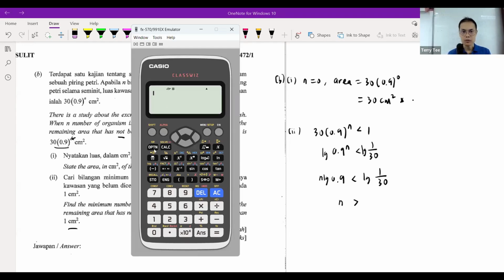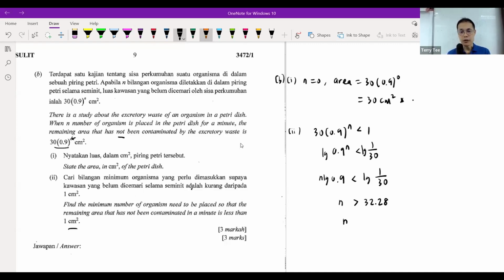So here we should type log, 1 over 30, and you divide by log 0.9, and you should get 32.28, right? N must be greater than 32.28. So the number of organisms must be more than that. The number of organisms must be a whole number, can't be decimal, right? You can't have 32.5, a body with no leg and so on, but these are organisms, they shouldn't have legs anyway. So N equals 33, okay?